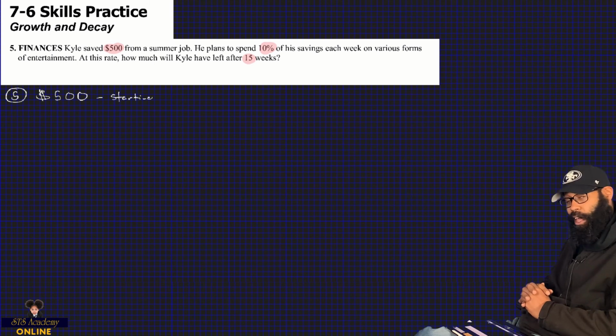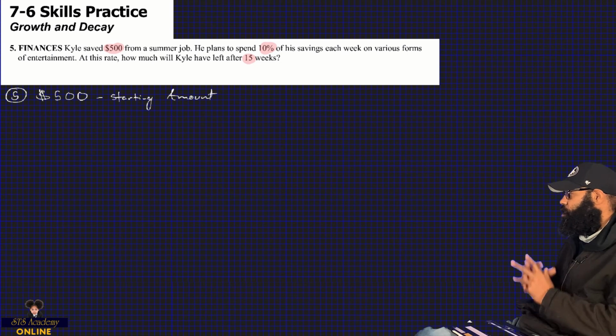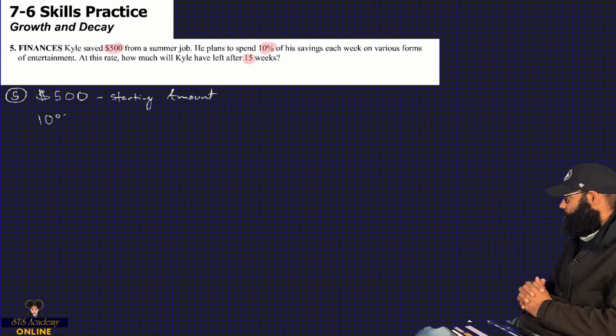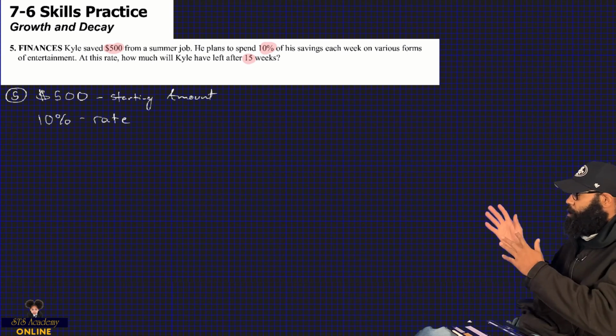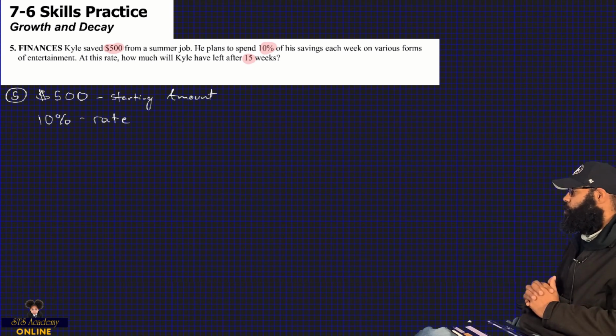So, ooh, I like it. Labeling style. The information they gave me, $500. What is it? Starting amount. Information they gave me, 10%. What is it? The rate. And of course, we always know we like to write the rate.